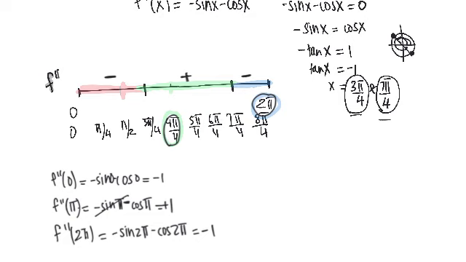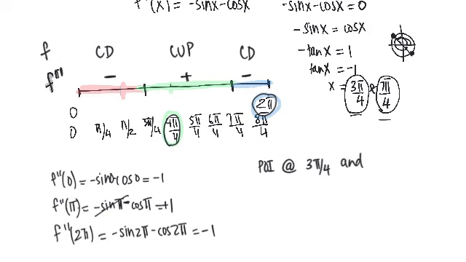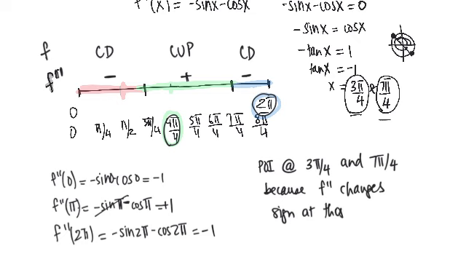So that's f double prime. So we're going to make our conclusions about f as concave down, concave up, and concave down. And we have points of inflection at 3 pi over 4 and 7 pi over 4, because f double prime changes sign at those x values.